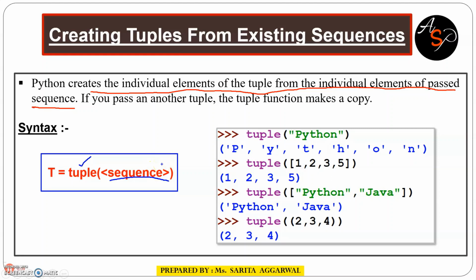This sequence can be a list, can be a string, can be a tuple also. Now see here, the tuple method, and in it we have passed a sequence as a string. We are passing a string as a sequence. Now what will the tuple method do? It will make the first character of the string the first element of the tuple. Now y will be the second element of the tuple and t will be the third element of the tuple and h will be the fourth element of the tuple and o will be the next element of the tuple and n will be the last element of the tuple. What did it do? It picked all the elements one by one and made them individual elements of the tuple.